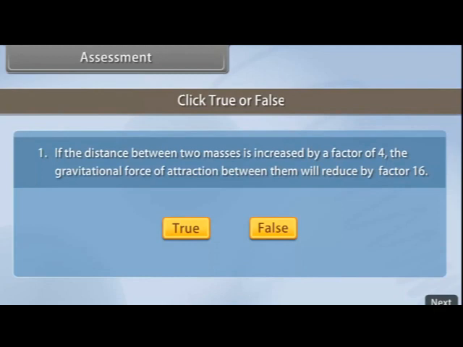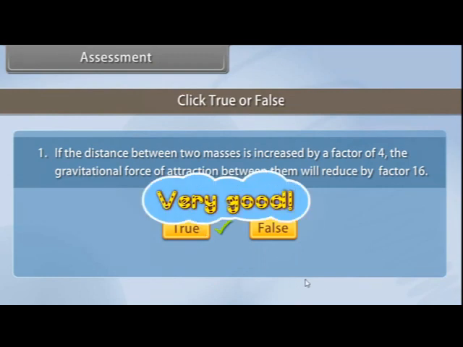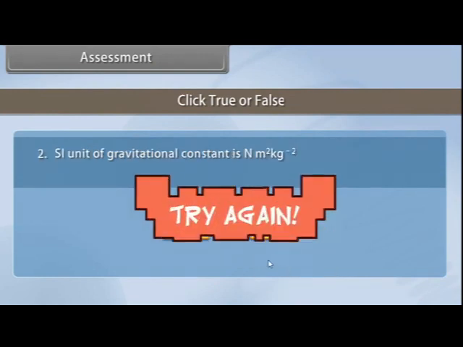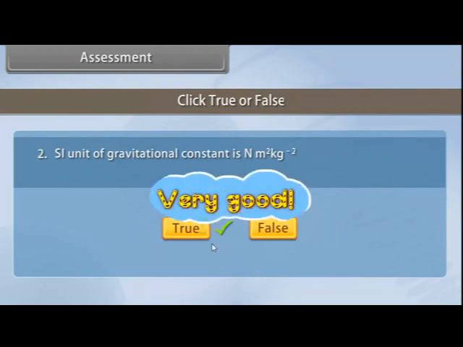Assessment. Before proceeding further, let us know how much you have learned. Click true or false. Very good. Try again. Very good.